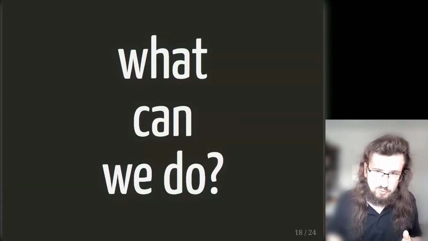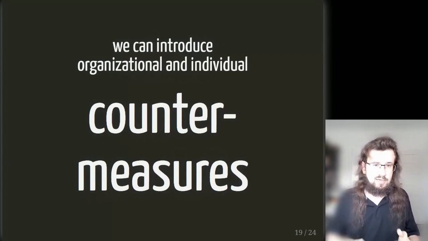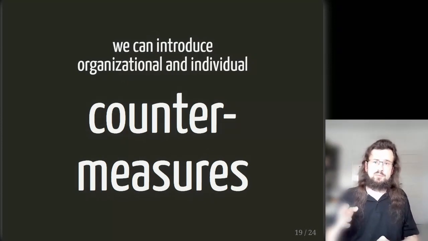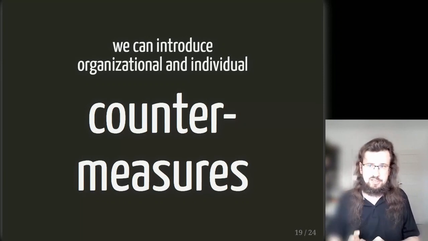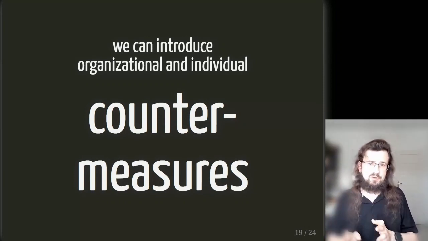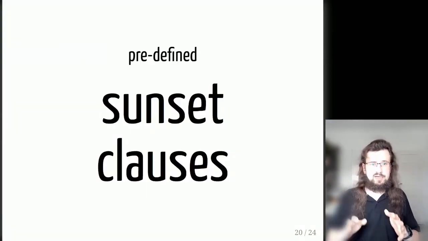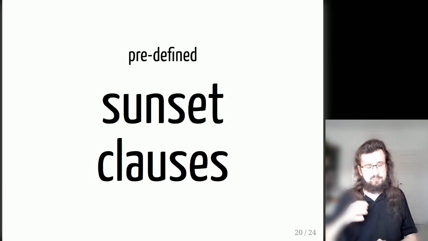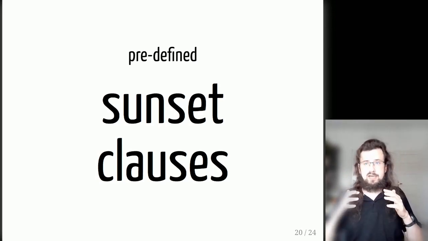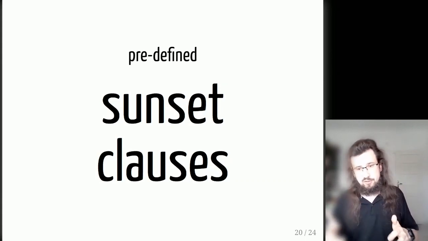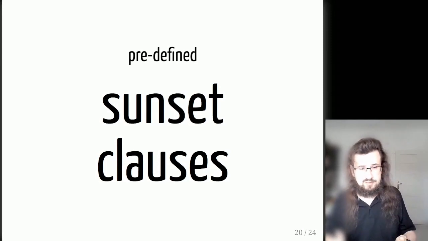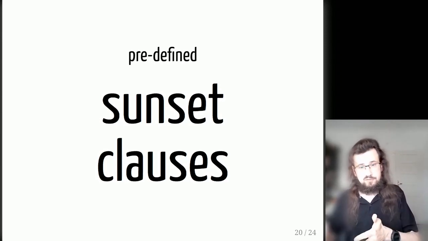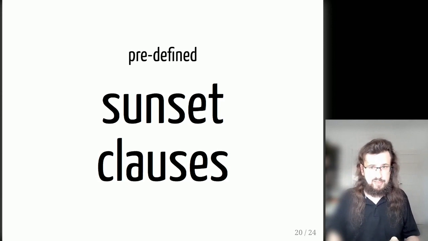So what can we do? Can we do anything? Yes, we can introduce countermeasures on both organizational and individual level. And from those problem-solving experiments, we know about 3 countermeasures that should be effective. And the first example of such a countermeasure is so-called predefined sunset clauses. So clauses that automatically trigger some subtractive solutions. An example of that in our context might be some predefined metrics that need to be fulfilled or not fulfilled to trigger some subtractive solution, like for example, stopping developing or maintaining some part of our scientific software in our company.